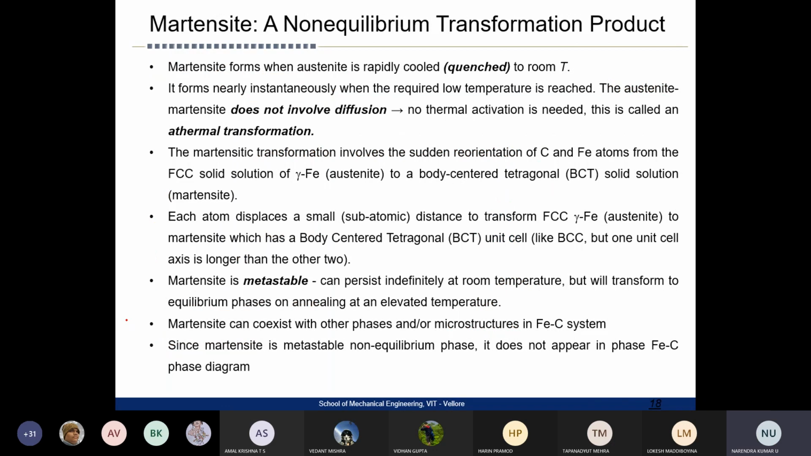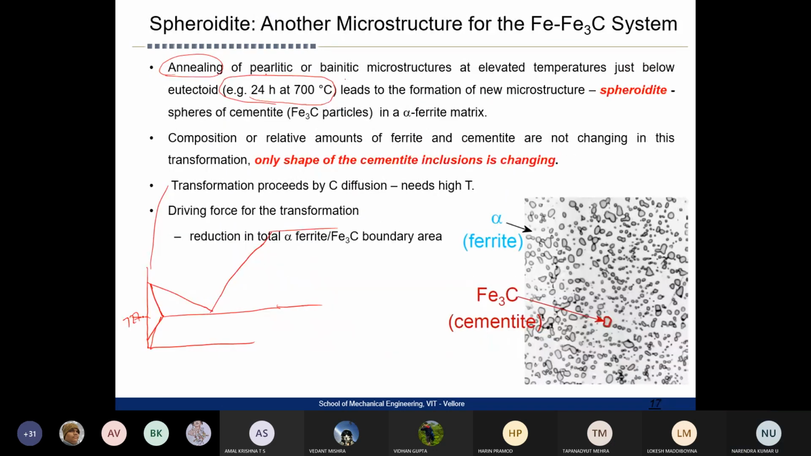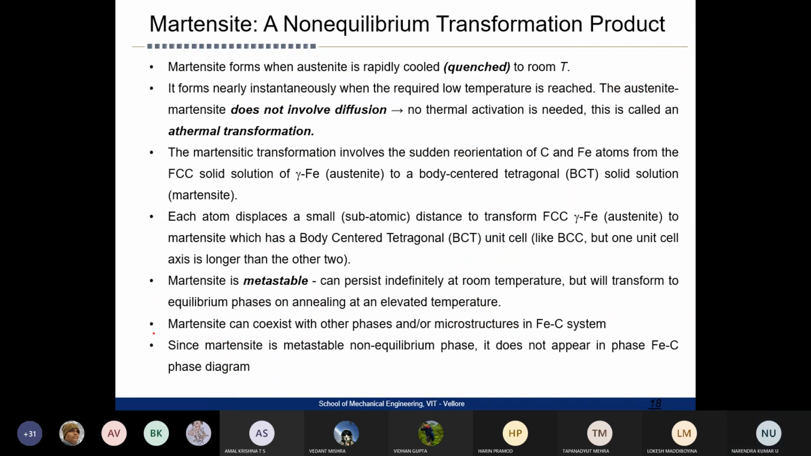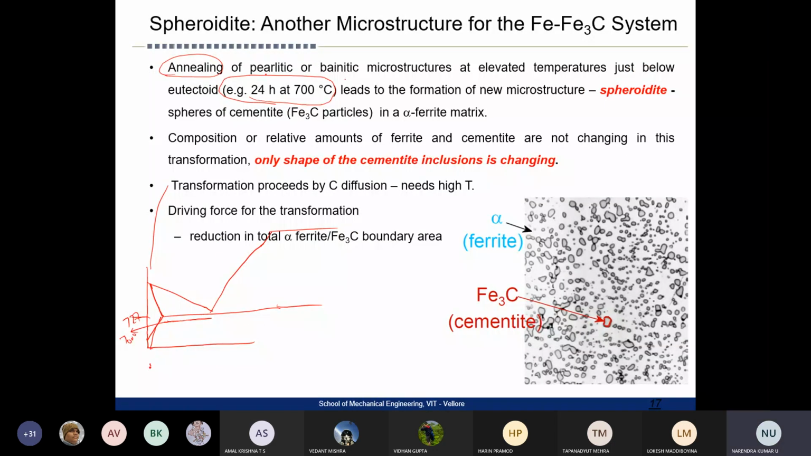So if this is 727, below this particular zone, around 700 degrees Celsius. From room temperature, you go up to 700 degrees Celsius and keep this pearlitic or bainitic phase for 24 hours. Then you get a spheroidite structure where you get cementite spherical particles in an alpha ferrite matrix. So all this white is alpha ferrite matrix and the cementite are the particles.